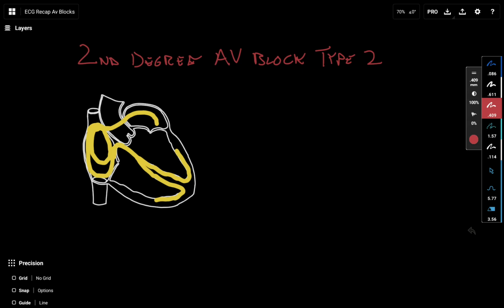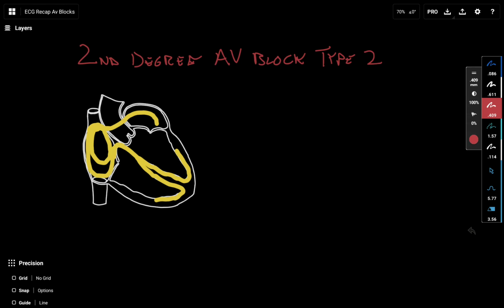The RR interval surrounding the dropped beats is an exact multiple of the preceding RR interval. For example, it would be double the preceding interval for a single dropped beat, or triple for 2 dropped beats, etc. So what usually happens here? Why does this occur?